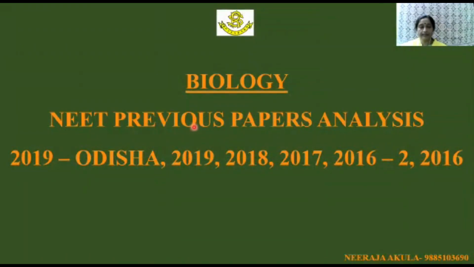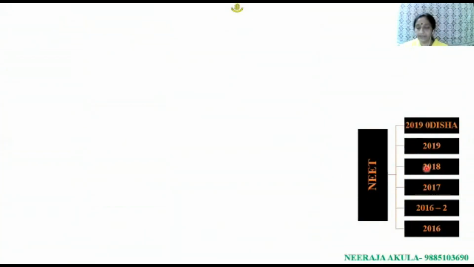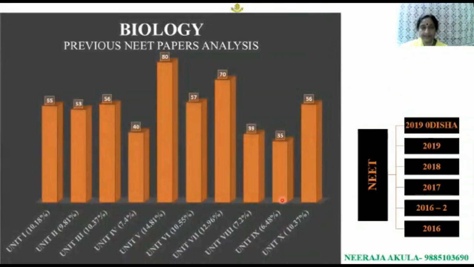Previous NEET papers, 6 papers I have taken: 2019 Odisha, 2019, 2018, 17, 16, Phase 1 and Phase 2. Out of these 6 papers, we will see from which unit how many bits are contributed out of 540 bits. These are the 6 papers I have taken for analysis, and these are the 10 units. So let us see from which unit how many bits are contributed.